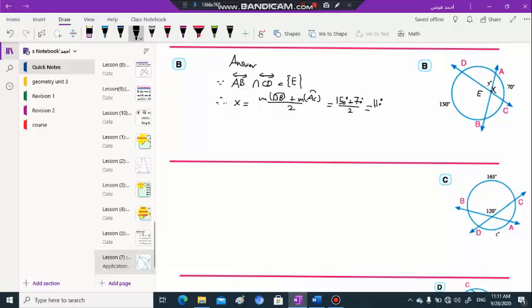And X and Y are two supplementary angles, therefore the measure of angle Y equals 180 minus 110, which is 70 degrees. Another example, example C.